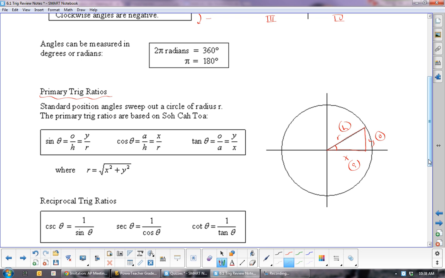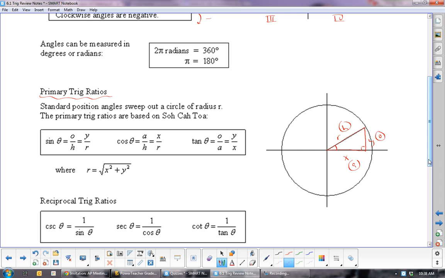Just remember that r, the radius, since this is a right angle triangle, we can use Pythagoras, and that would be x squared plus y squared, under a square root. And we're always going to make our radius positive. The x or y will be positive or negative depending on the quadrant they're in. Okay? If they're in quadrant 2, your x's should be negative there, right?